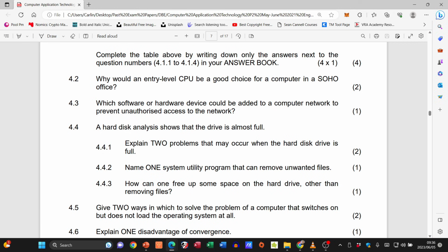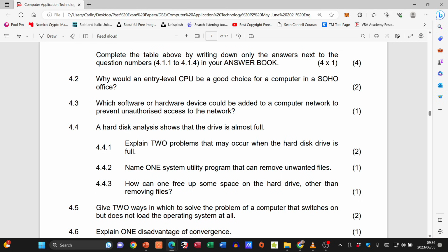4.3, which software or hardware device could be added to a computer network to prevent unauthorized access of the network? And there's one device that we use over and over, and that is our firewall. Okay, our firewall, many routers that we have also have that sort of facility built in. Okay, that's where I get my 1 mark. You don't have to give a whole paragraph, folks. It's 1 mark. Always check the mark allocation.